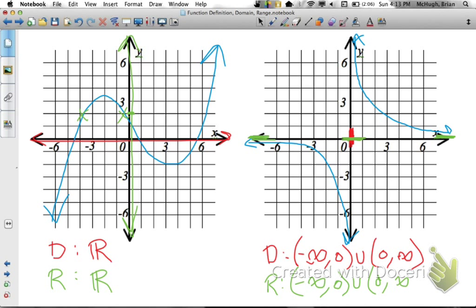So here are some examples and some ways to figure out the domain and range of functions, and that's it for today.